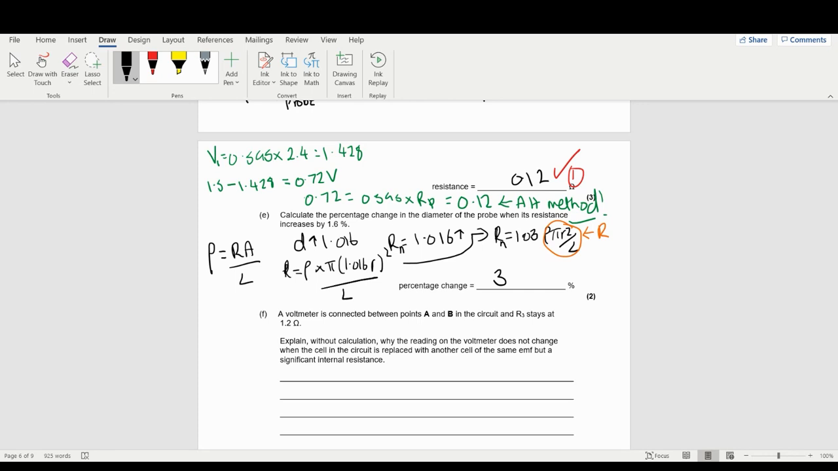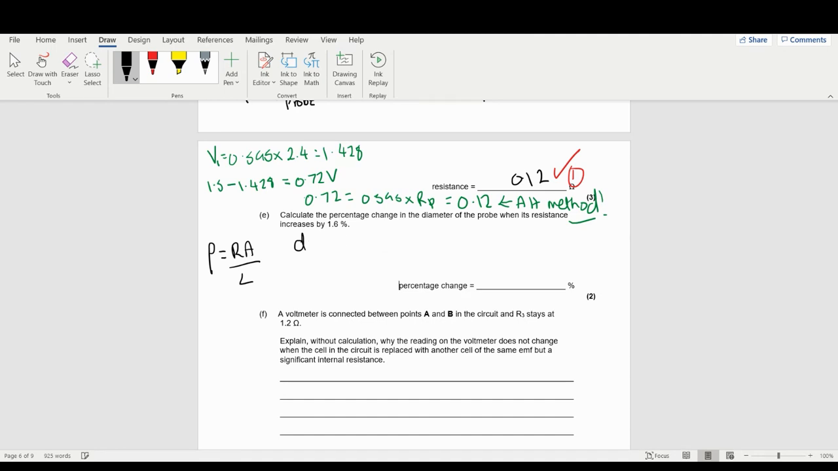But check the mark scheme. Did I read the question wrong? Oh, I'm looking at the change of diameter. I thought diameter was changing. Ignore that. I'm literally just going to rub that out. I was doing if the diameter increased, not finding what the diameter was. That's me being an absolute pillock. Start again. Same method though.